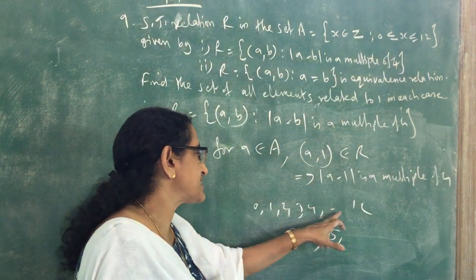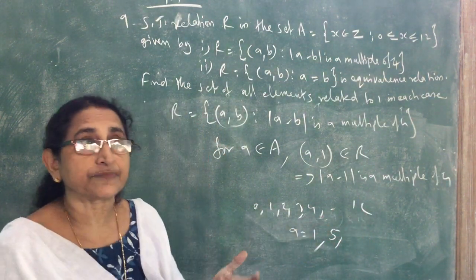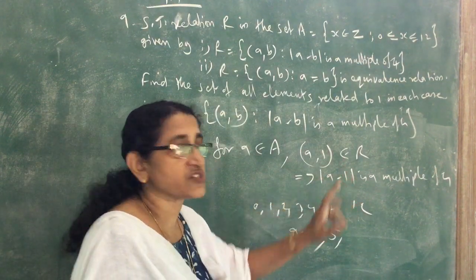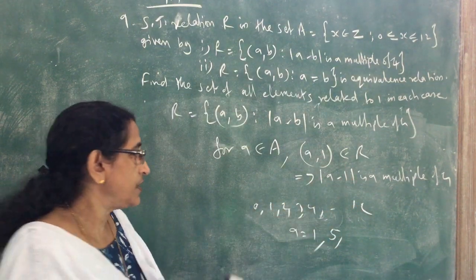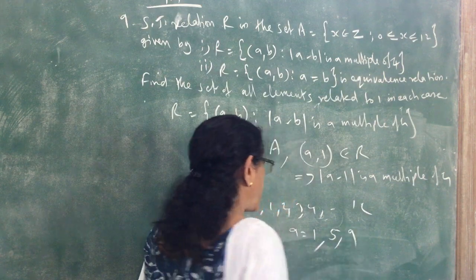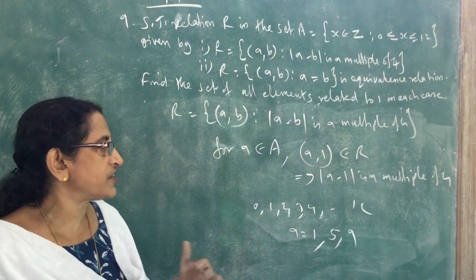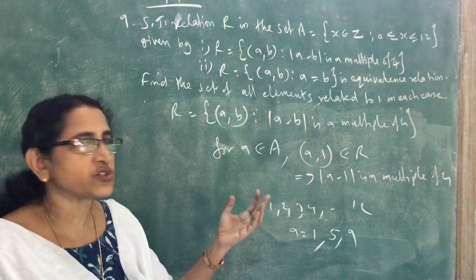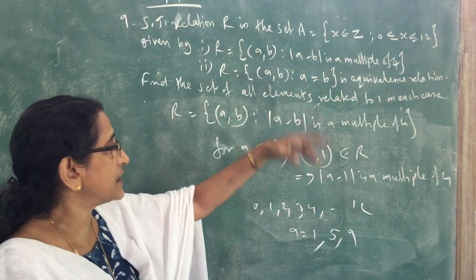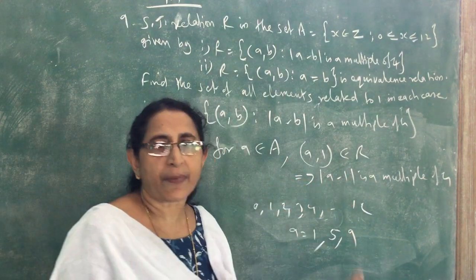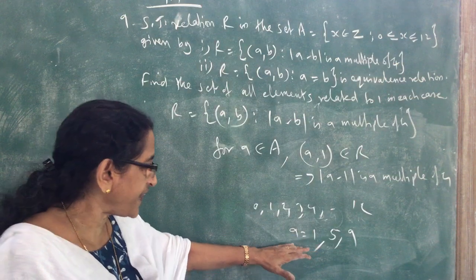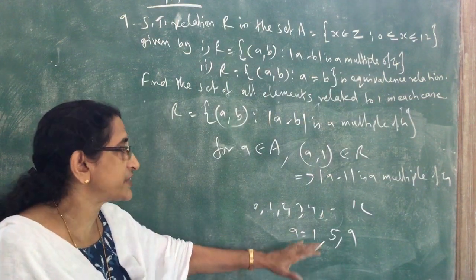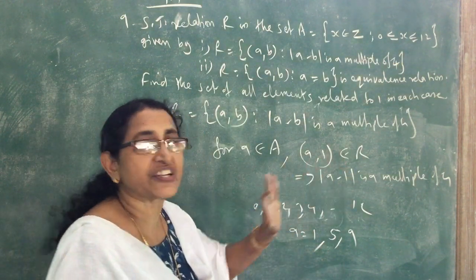Going through 5, 6, 7 up to 9: 9 minus 1 is 8, which is a multiple of 4. So a can be 9 also. Then no other number is possible, because 10, 11, 12 are there but 12 minus 1 is not a multiple of 4. So only these are the possible values of a such that modulus a minus 1 is a multiple of 4.